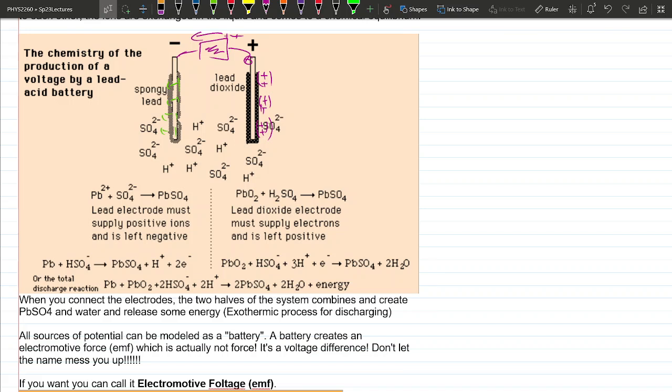And this is the lead acid battery, from the 1800s. But like your laptop battery, your lithium battery that's in your phone, it's the same concept with just a different chemical.